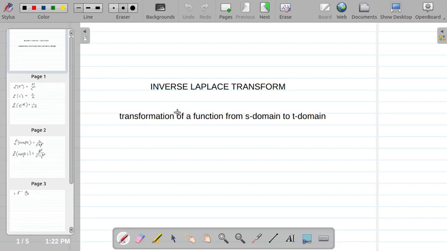Good day everyone. Today's discussion is all about the inverse Laplace transform. It is basically the inverse of our previous discussion. The inverse Laplace transform is the transformation of a function from the S domain to the T domain. Why inverse? Previously, the Laplace transform was the transformation from the T domain to the S domain. Now, the inverse Laplace is from the S domain back to the T domain.